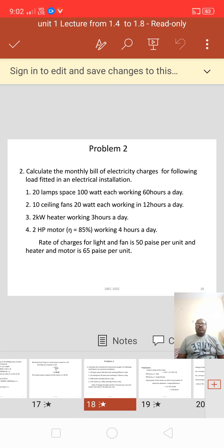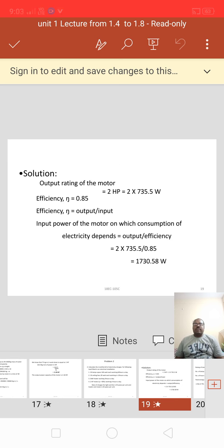Okay, first one, 20 lamps of 100 watts each, working for 6 hours a day. 10 ceiling fans of 20 watts each, working 12 hours a day. 2 kilowatt heater working for 3 hours a day. 2 HP motor, efficiency is 85%, working for 4 hours a day. Rate of charges for light and fan 50 paise per unit, and for heater and motor 65 paise per unit. Now, the solution for the problem.